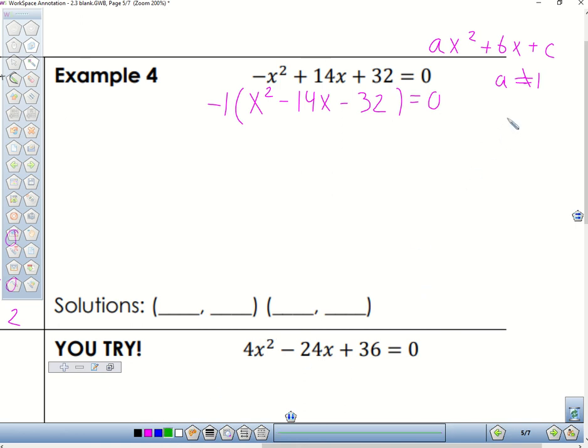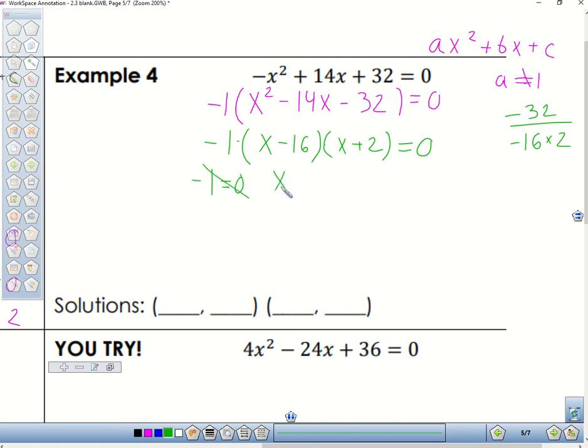Now from here I'm looking for factors of negative 32 that add up to negative 14. So I'm thinking that's going to be negative 16 times 2. So that's negative 1, x minus 16, x plus 2 equals 0. Then I set each piece equal to 0. Negative 1 equals 0, null, doesn't mean anything. x is equal to 16, and x is equal to negative 2. I just skipped setting it equal and did the solutions. You'll get more comfortable with it as you keep doing it. So those will be my solutions.